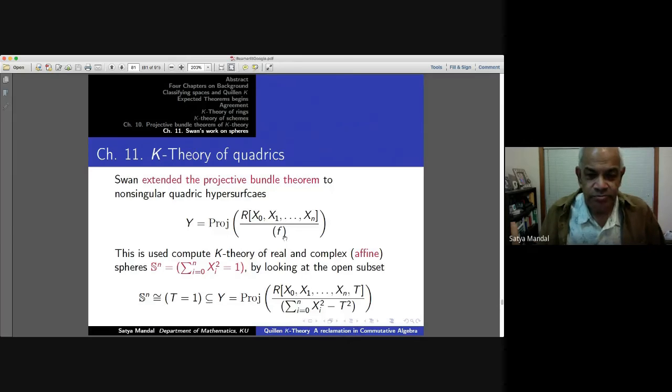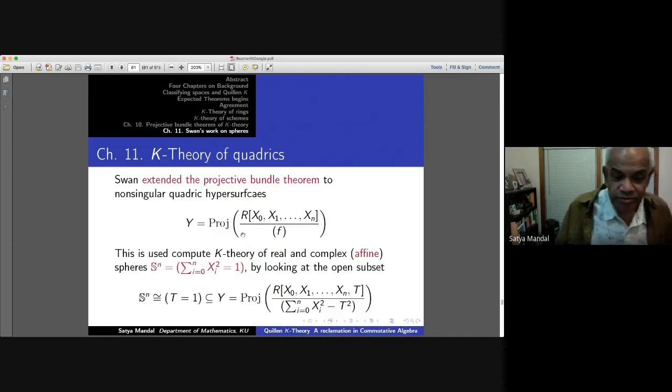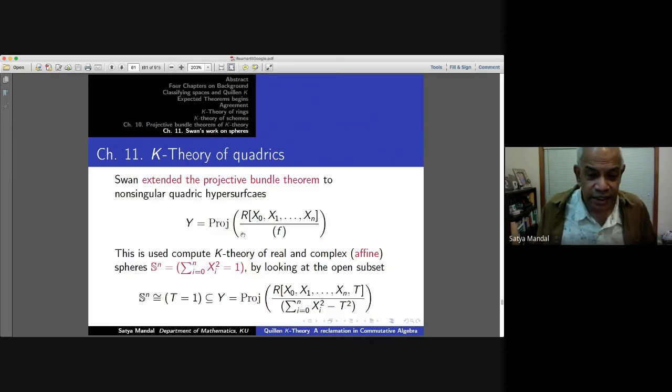So you take a degree 2 homogeneous polynomial. Let's say this is smooth and such things. Then he has a version. And why it is interesting and important is that you want to know the K-theory of spheres, affine spheres.